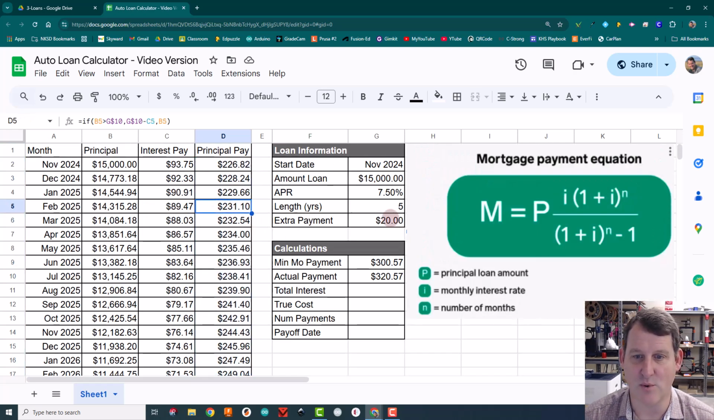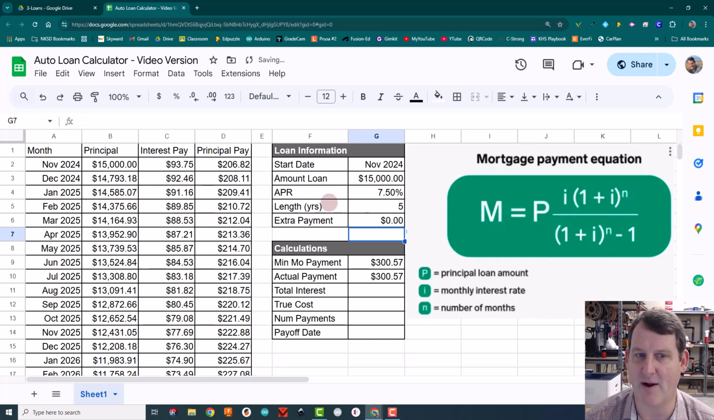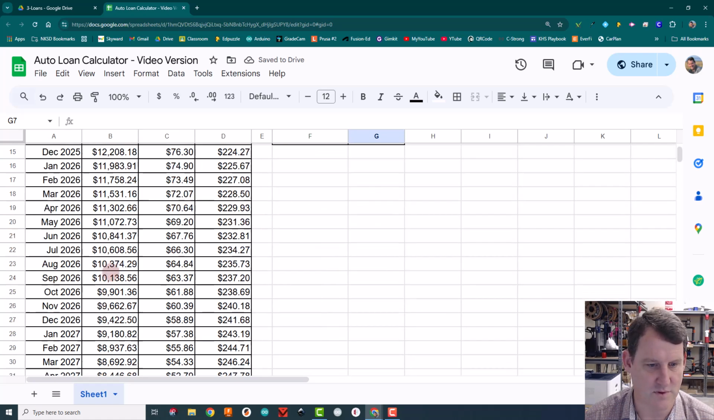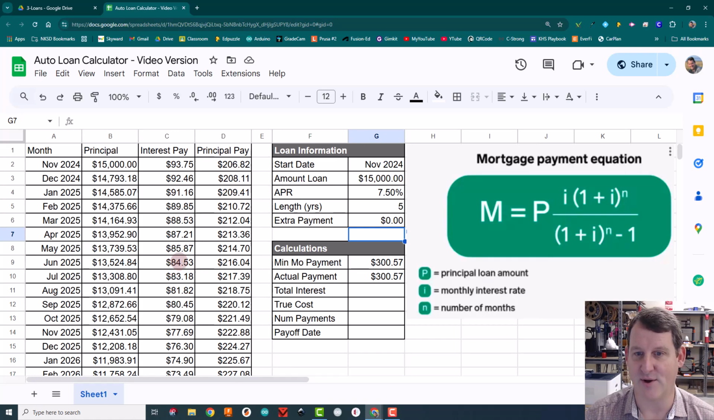To see if this is working well, I'm going to actually change this extra payment down to 0 and see if I actually do pay it off in 5 years. So if I come down here, yep, October 2029 is my last payment, and I'm paid off in November of 2029. So that's a 5-year loan. Awesome. So everything's working great so far.